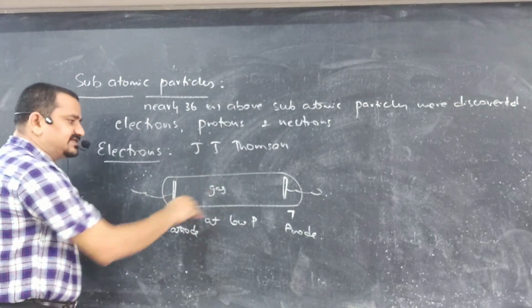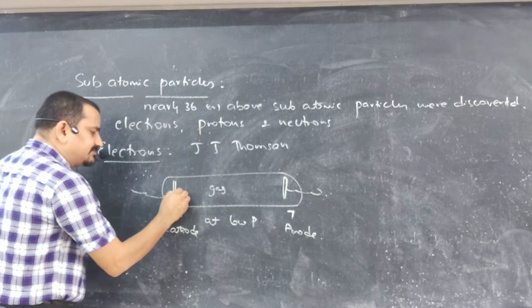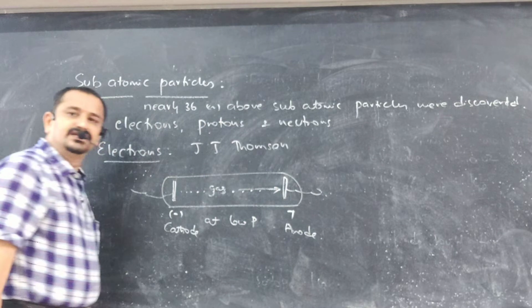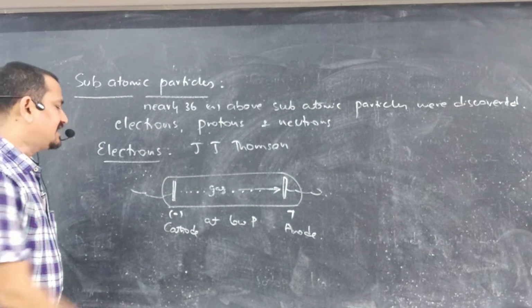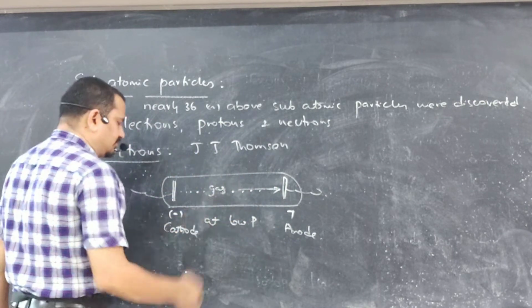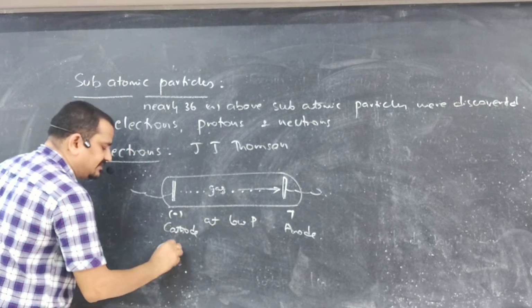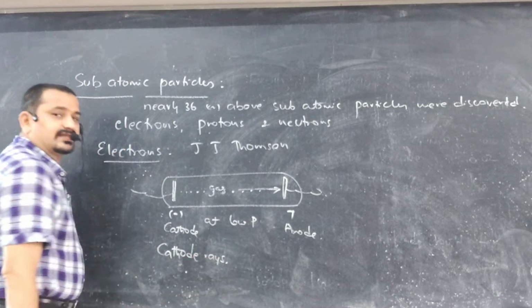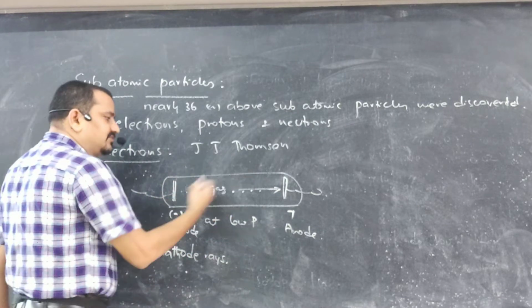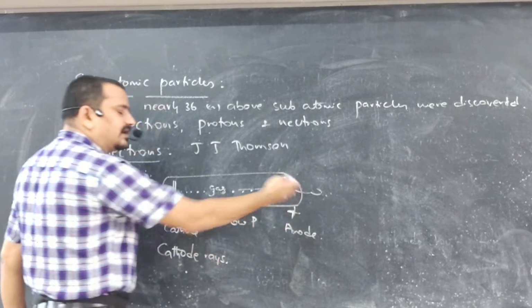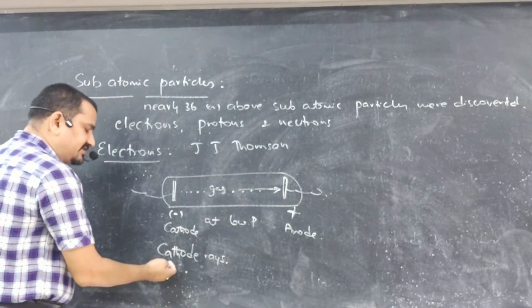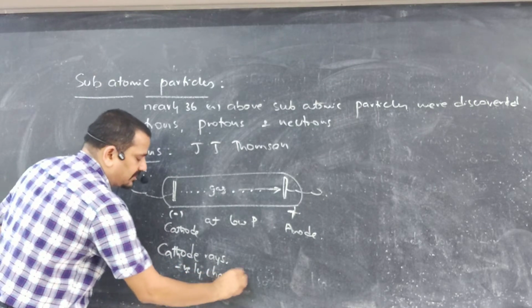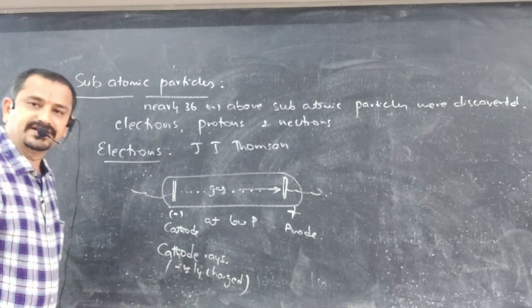they noticed that some particles were emanated out of the cathode and are traveling towards the anode. As they are emanated out of the cathode, those rays were called cathode rays, a stream of those particles. And with respect to the electrode to which they are moving, it was concluded that cathode rays are negatively charged particles.